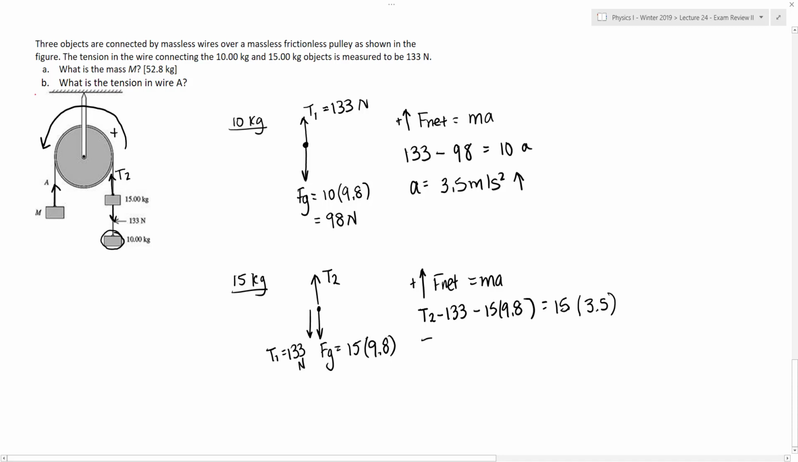So I can solve for T2 by bringing everything to the other side, and I'll just type it all on my calculator. 15 times 3.5 plus 133 plus 15 times 9.8, and I get 332.5. So that's the answer for part B. 332.5 newtons. If we look at significant digits, there's 3, 4, and 4. So my answer should only have 3, the fewest number of those significant digits. So I'm going to round it up to 333 newtons.